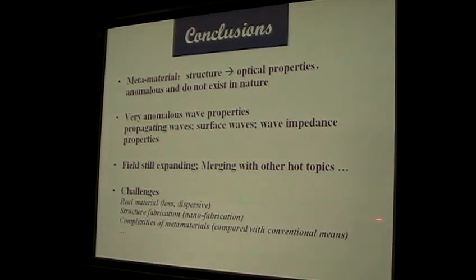However, I have to say that there are still quite a lot of challenges faced by metamaterial research. The first one is that real materials have loss and dispersion, and loss is quite a big issue now. No matter how good a prediction you have, if you do not have good materials, you cannot achieve it. So that's the big challenge here. Another challenge is structure fabrication.